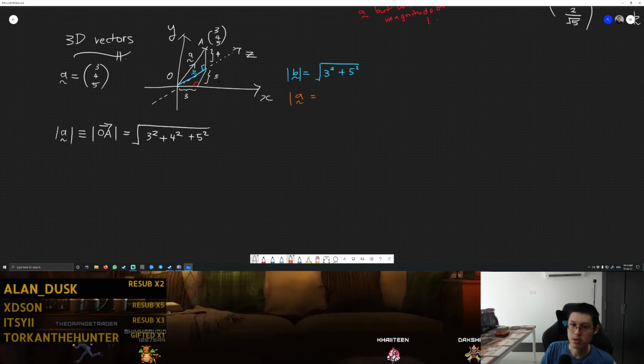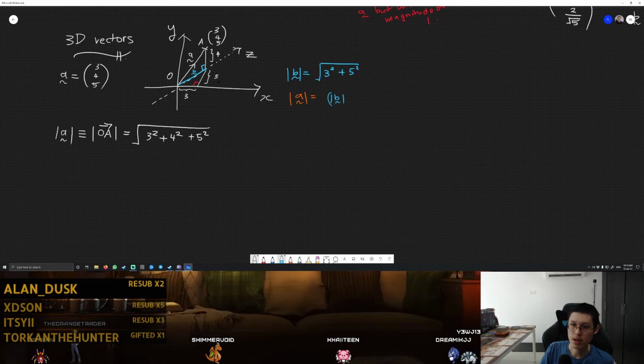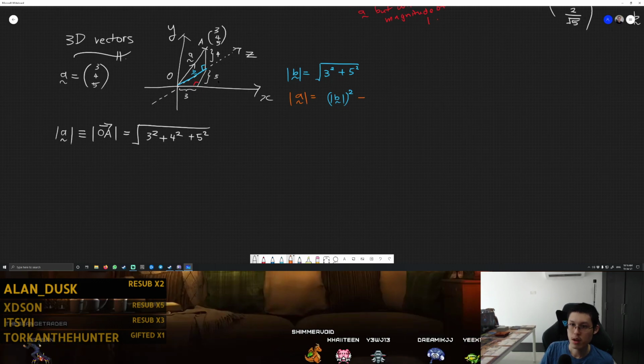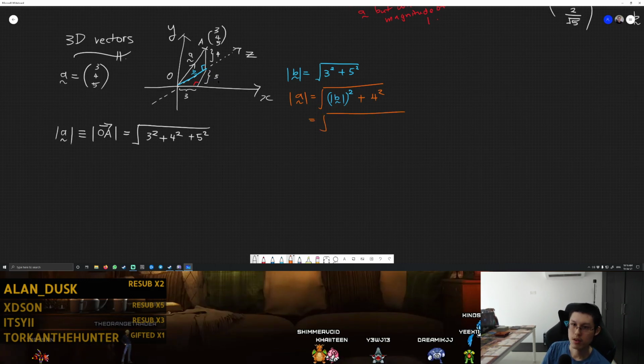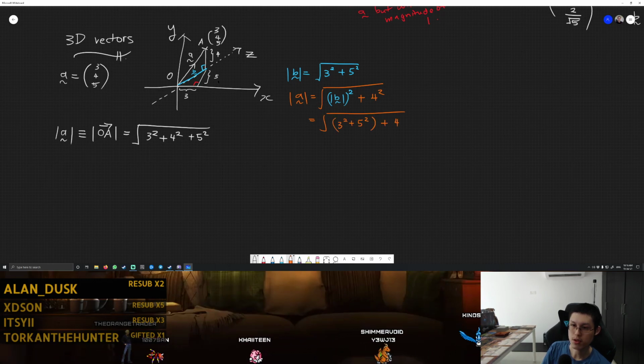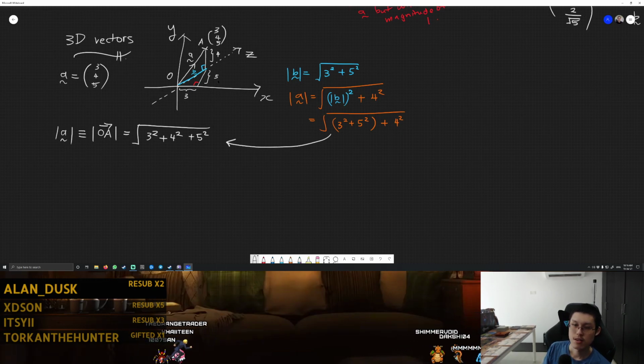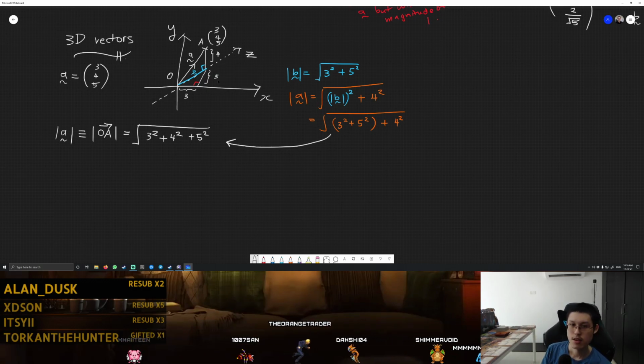So to find the magnitude of A, I have to take the magnitude of B squared plus 4 squared, and then square root that. So if I square the magnitude of B, I just end up with 3 squared plus 5 squared plus 4 squared, which is actually this guy. As you can see, we're doing the Pythagorean theorem twice, which essentially simplifies to this.